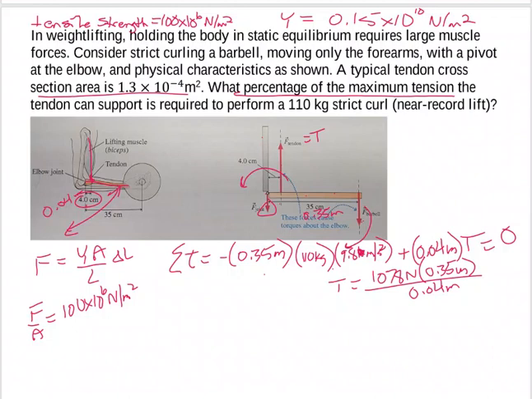Is that not what you got? No, 0.35 times 1078 divided by 0.04. So it is 9432.5, but the problem is this is a barbell and we're looking for the tension in one tendon. We calculated it for both. So we've got to divide by 2. How do you know? Because it said forearms. We want one forearm. So we've got to divide by 2.